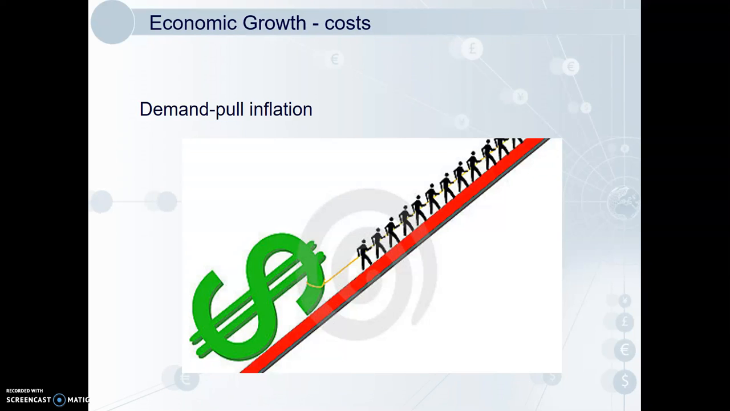Demand pull inflation. If we have a growth in actual output of the economy, this can be from an increase in aggregate demand. If you draw this on an AD-AS diagram, it can lead to inflation. So we get the issues that can come from inflation, as we've studied previously.